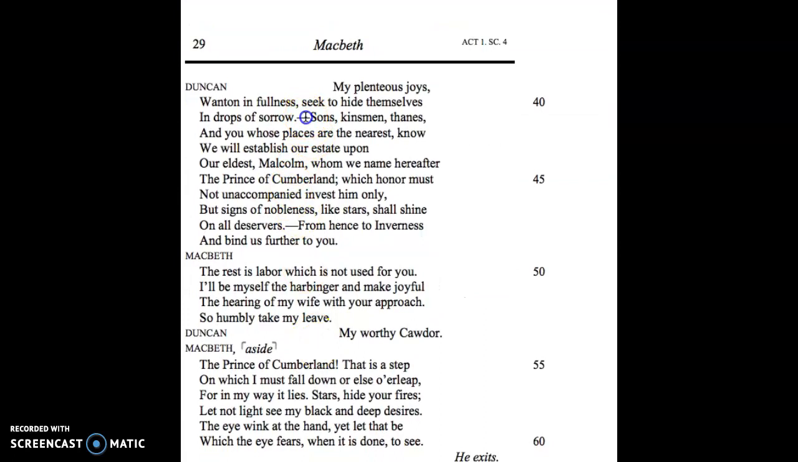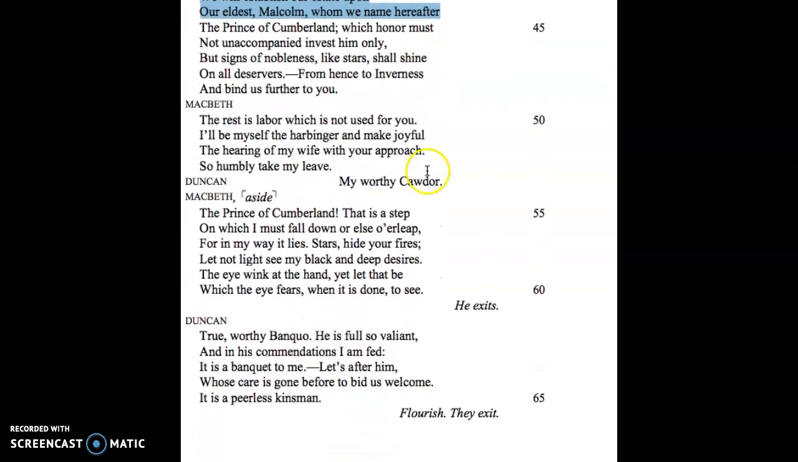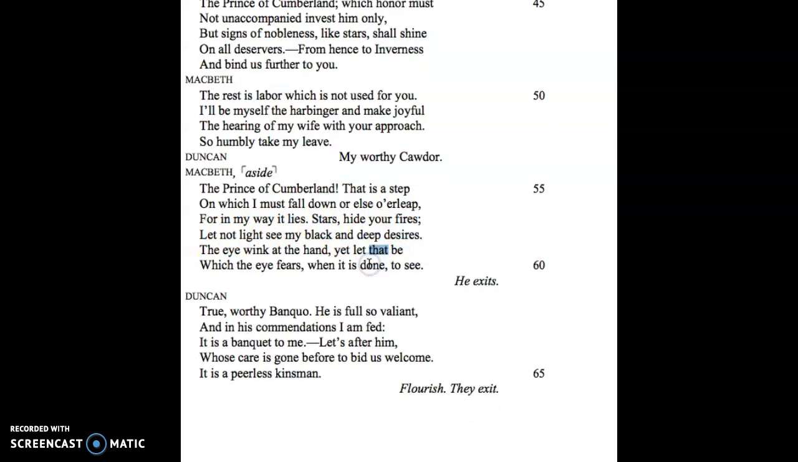Over here, Duncan names his son to be the next king, and Macbeth is not happy about that. In fact, he's quite angry. In fact, he starts thinking about the stars, which is where the heavens are. He wants them to hide their fires so more darkness can come and hide all of his desires that he describes as black and deep.